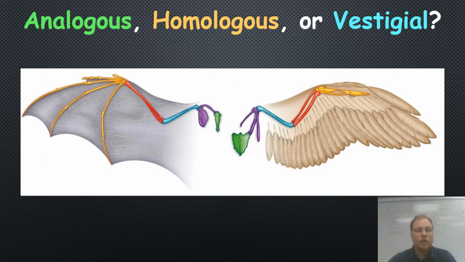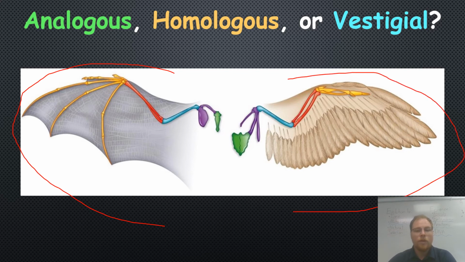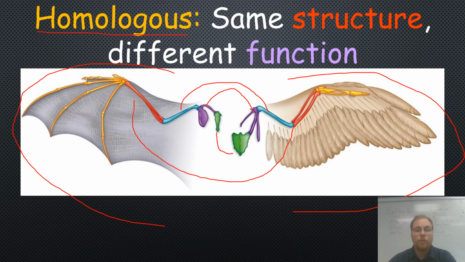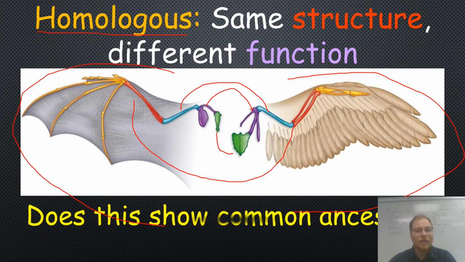Now, in this case, we're talking about bat wings and bird wings. Are they analogous, homologous, or vestigial? This case is homologous. They're even color-coded so you can see the bones are matching up between these two different organisms. Now, does this show common ancestry? Yes, because they have the same structure.